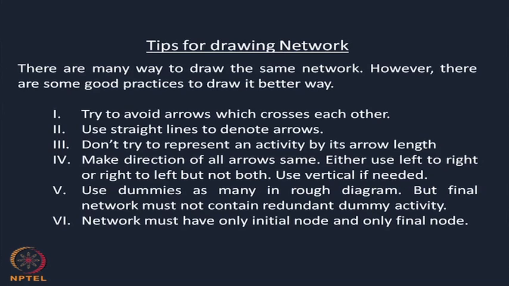And the last point is that the network must have only one initial node and only one final node, that is, there must be only one starting point and one ending point. So, if you follow the tips, I think you can draw network diagrams very easily. In the next class, after drawing this network diagram, we will see how to find out the critical path or the project cost using the CPM method and then the PERT method.